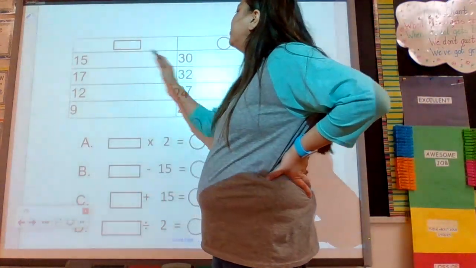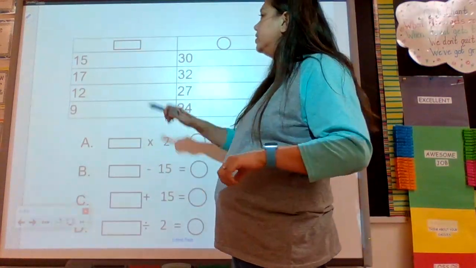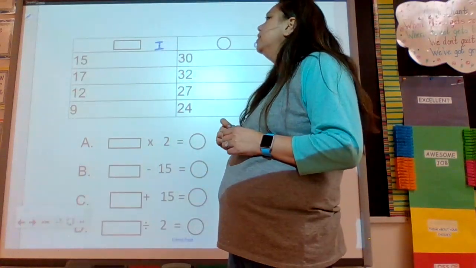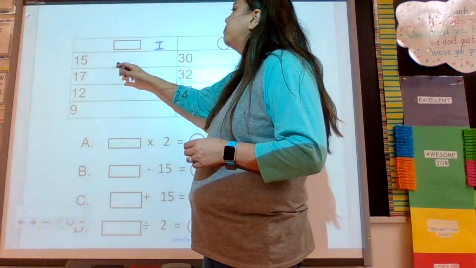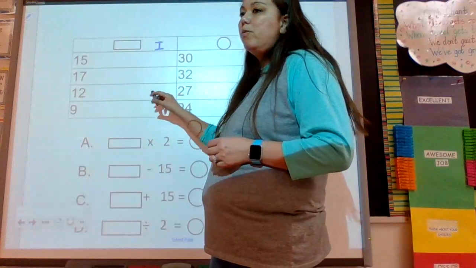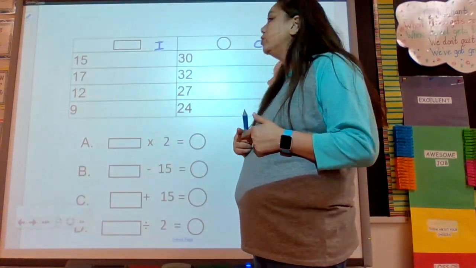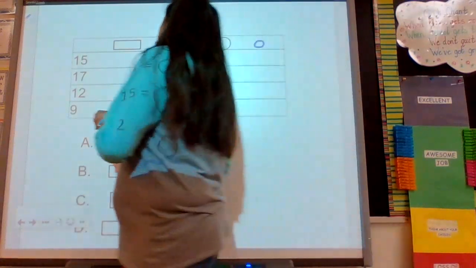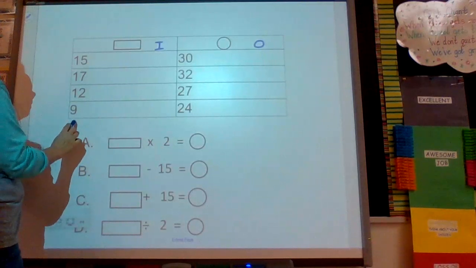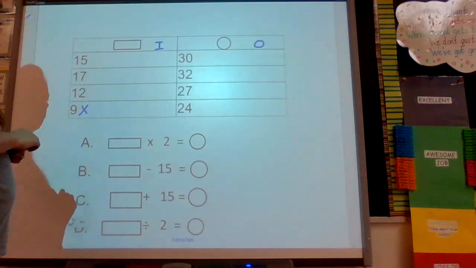If I'm going from 15 to 30, I know am I getting bigger or am I getting smaller? Because this is my input, this is my output. It's going from something small to something big. So when we're doing that, what are we going to do? If we go from small to something big, we're going to multiply or we're going to add. If we multiply, okay, let's start with the easier, what times 9 is going to give us 24?